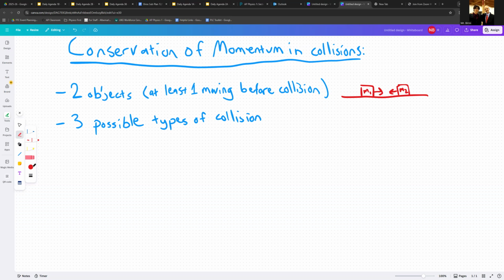And there are some things, like how much bigger or smaller one mass is than the other, or how much faster one is going than the other before they collide, that could affect what type of collision it ends up being. But the first type of collision that we're going to look at is elastic collision.